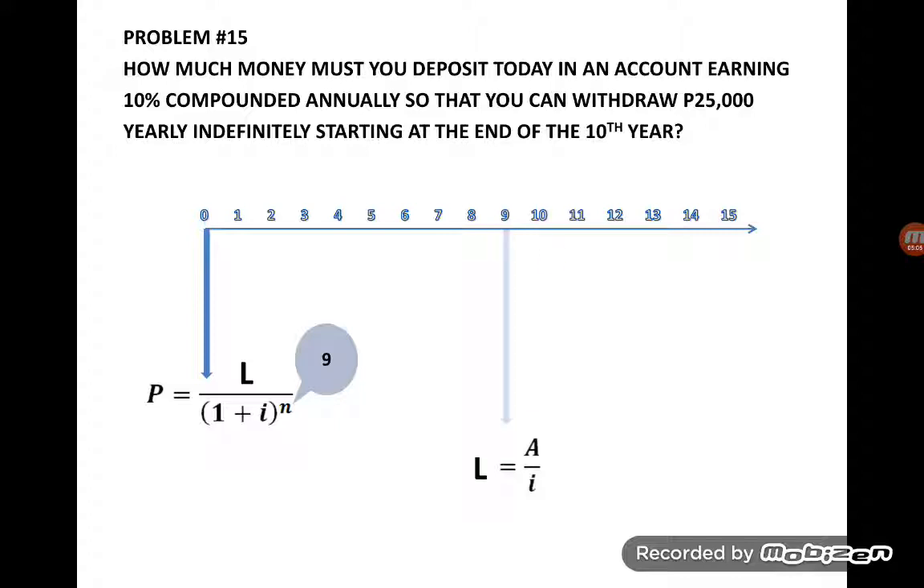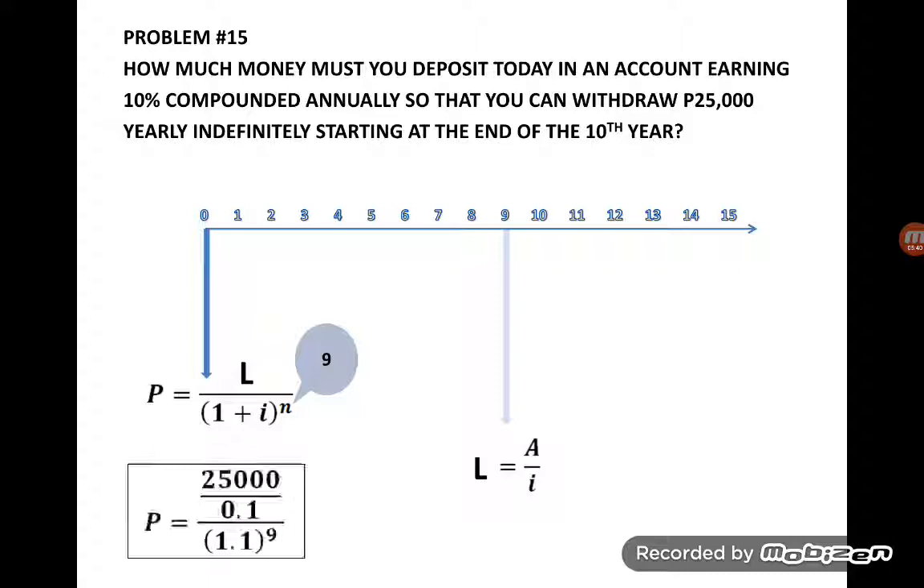Your perpetuity starts at the end of year 10. And the equivalent lump sum of this perpetuity will be projected at the end of year 9. So therefore, your lump sum is at the end of year 9, which is the future worth of some present amount, P. So the future worth of some present amount is L, which is 9 years from year 0. So our N here will be equal to 9.